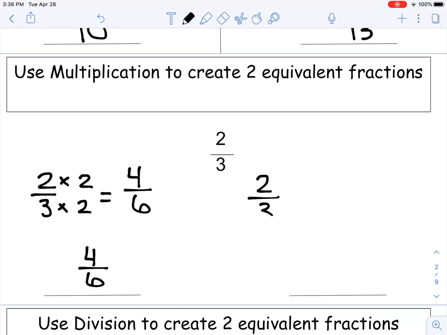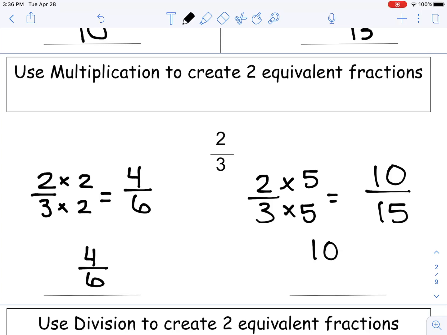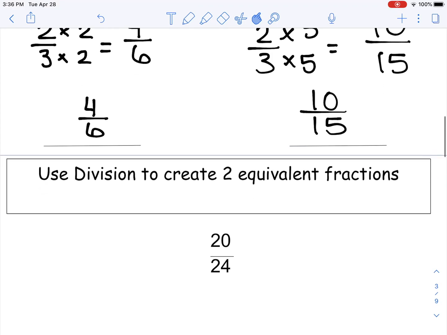All right, and then 2/3, go with another one that's pretty basic. I can multiply by 5. I know 2 times 5 is 10, and 3 times 5, if I'm not sure, skip count by 5s. 5, 10, 15 gives me 15. So you're going to do some multiplication for equivalent fractions, and then you're going to do some with division.